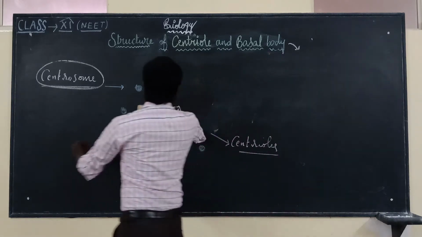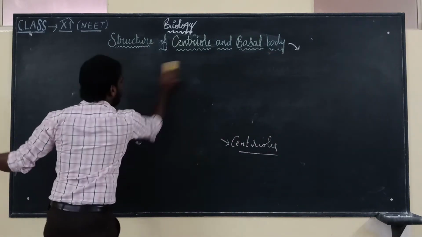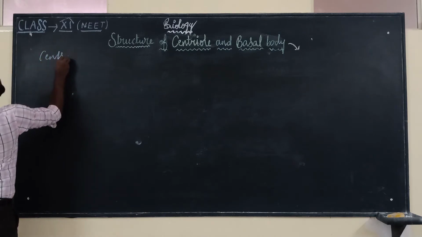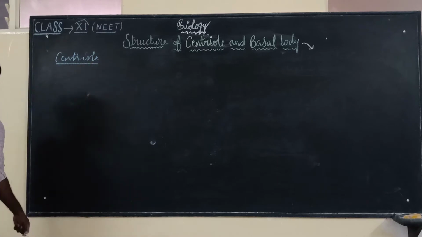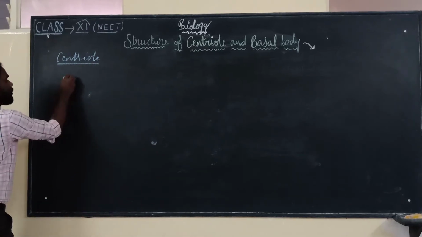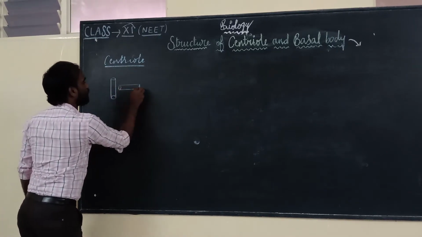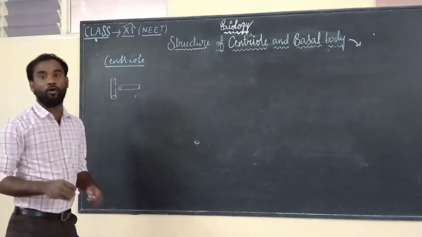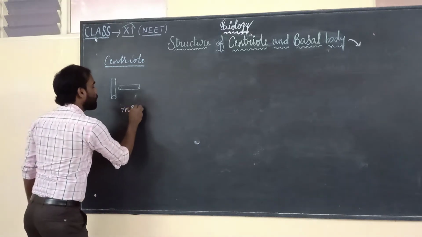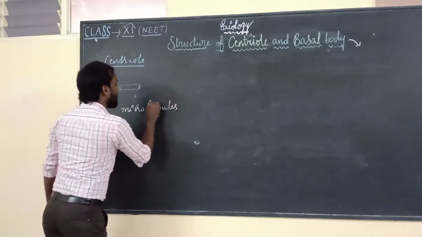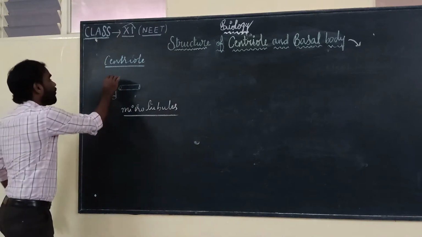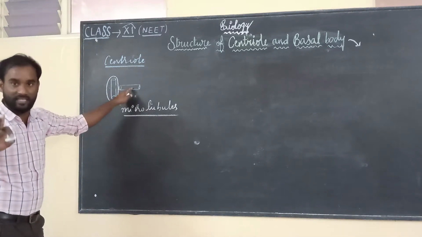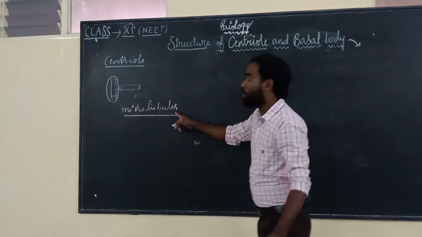So if you see the structure of a single centriole, there are two centrioles which are present like this inside the centrosome. Each centriole has microtubules. Both centriole structures are the same, so we are going to study one of them. Each centriole is made up of microtubules.